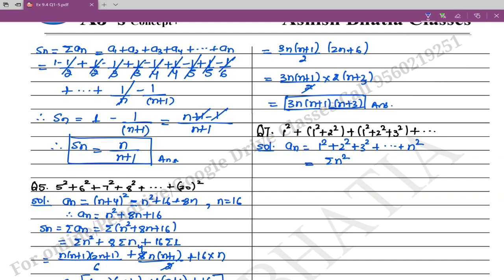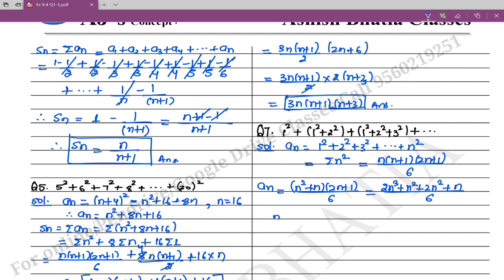The an that is coming is also in terms of summation, and we know that summation of n square is given by n into n plus 1 into 2n plus 1 whole divided by 6. So let's just simplify the an first. So an is n into n plus 1, which would be equal to n square plus n, and this 2n plus 1 by 6 will remain as it is. Now multiply the bracket, so it will become 2n cube plus n square plus 2n square plus n, whole divided by 6.